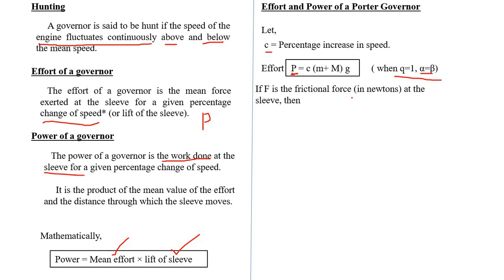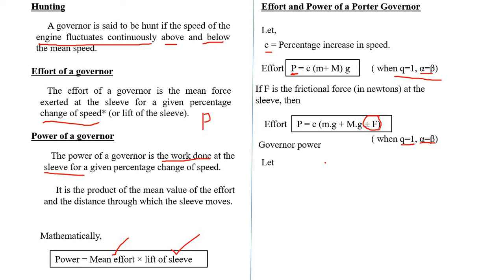F is the frictional force. We apply friction with a plus or minus sign: for minimum equilibrium speed a minus sign, and for maximum equilibrium speed a positive sign. Here alpha is equal to beta and q is equal to 1. What is the formula for power? The power is equal to the mean effort into the sleeve lift, x. So the governor power is equal to P, the governor effort, into the sleeve lift. Already you know the governor effort.